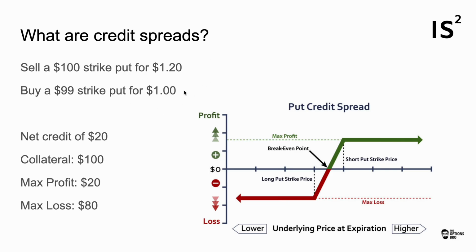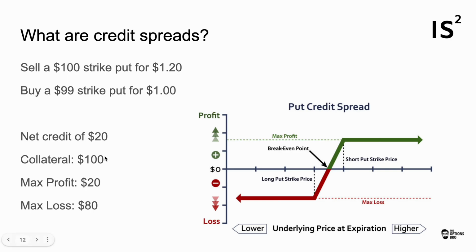Although we collect 20 cents, each option, like I mentioned before, represents 100 shares. So 20 cents times 100 gets us $20. So we collect $20 of credit for putting on this put credit spread. So we have this spread here, and that's how it kind of works.